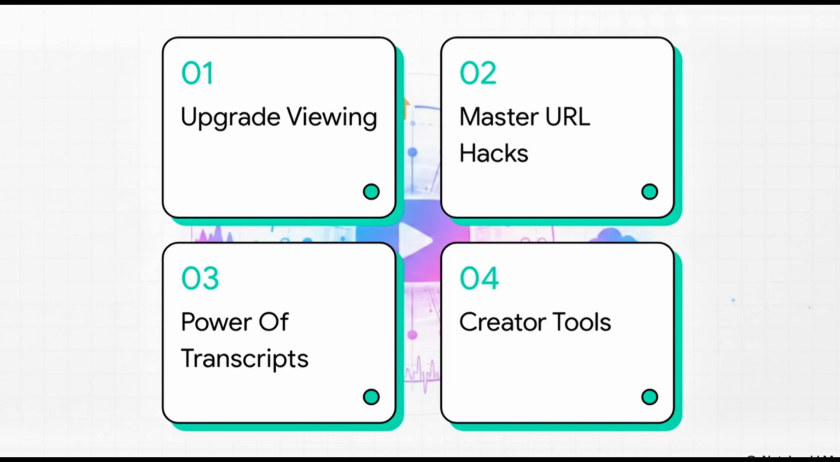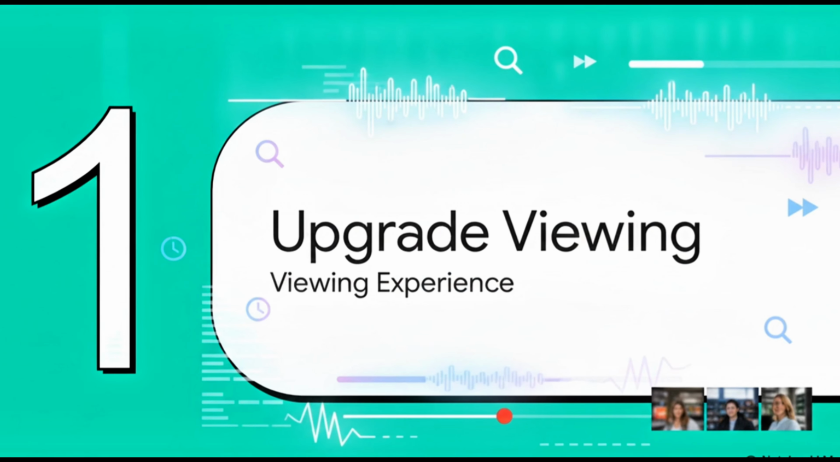All right, here is our roadmap for the explainer today. Consider this the ultimate cheat sheet you're about to unlock. First, we'll cover how to upgrade your day-to-day viewing experience. Next up, mastering some truly brilliant URL hacks. Third, we're exploring the hidden power of transcripts. And finally, number 4, we'll break down some essential, built-in tools for creators. Let's kick things off with Section 1, upgrading your viewing experience.